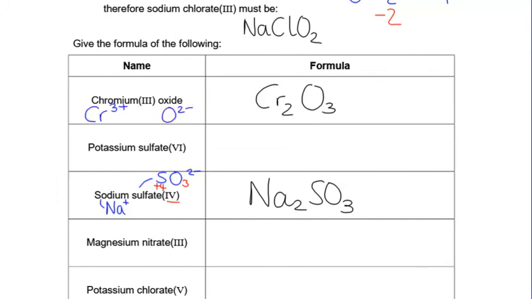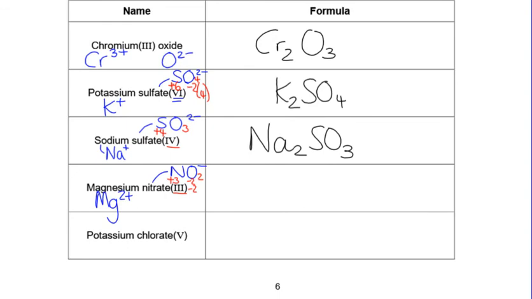So chromium(III) means Cr3+, because it's not one of our fixed ones, and oxygen is always -2, so that's O2-. And then I just balance out the ions to make a formula that works. So potassium is K+, but sulfate(VI) means that the S is +6, so we'll need 4 oxygens to get to -2, all sulfates are -2. And then to balance that, it's going to be K2SO4.